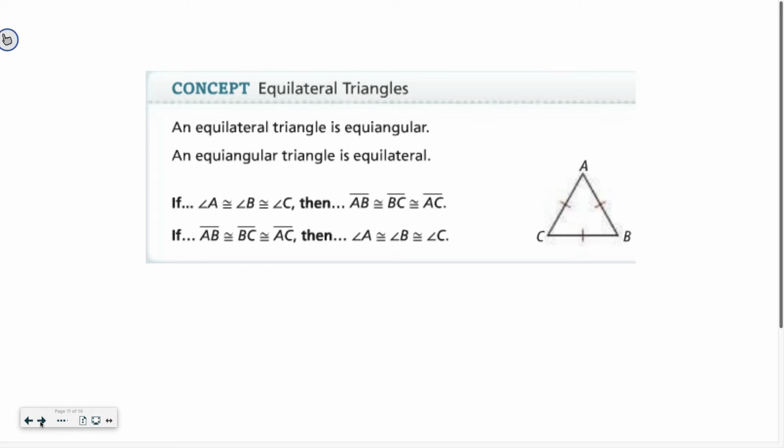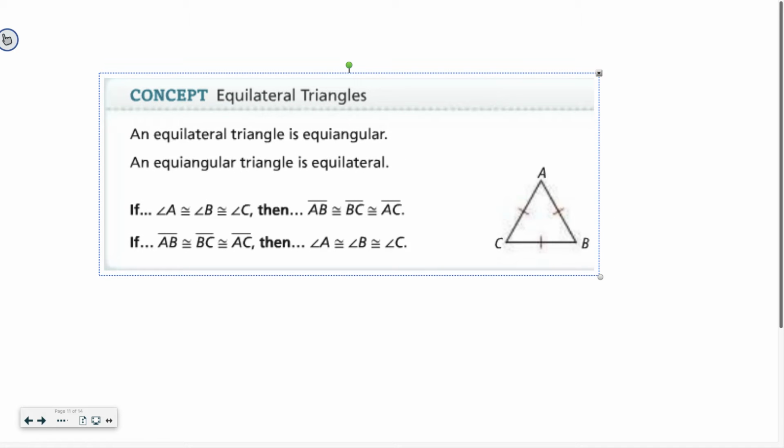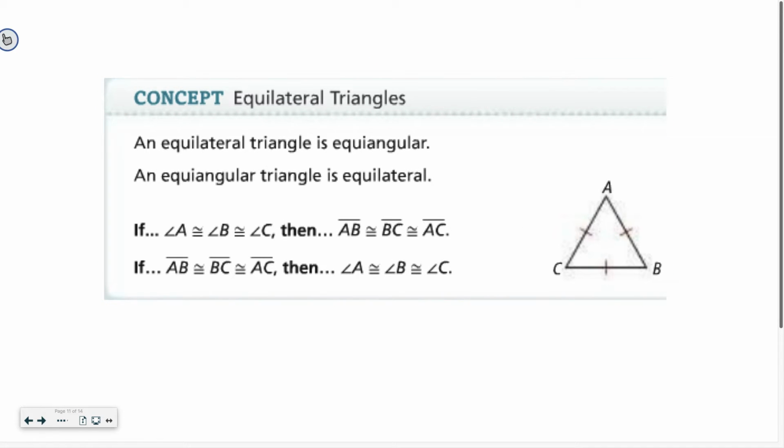All right, now let's talk about equilateral triangles. This will be the last triangle that we talk about this section. So an equilateral triangle is equiangular. That means if I do 180 divided by 3, I get 60. So in an equilateral triangle, you have 3 60-degree angles, and the 3 sides are congruent.